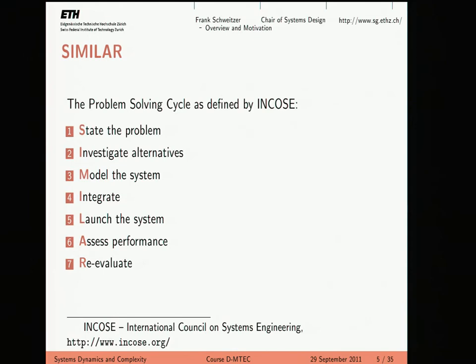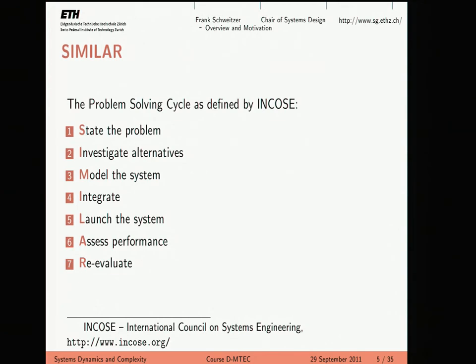Modeling is very important here. Here's where modeling comes into play. We need to represent this real-life problem. You'll see a nice real-life example later on, but we need to represent it in some kind of an abstraction to be able to deal with it. We talked about this in the last lecture, and there will be four more lectures on modeling to come. And then so on. Launch the system, assess performance. So this is just one implementation.